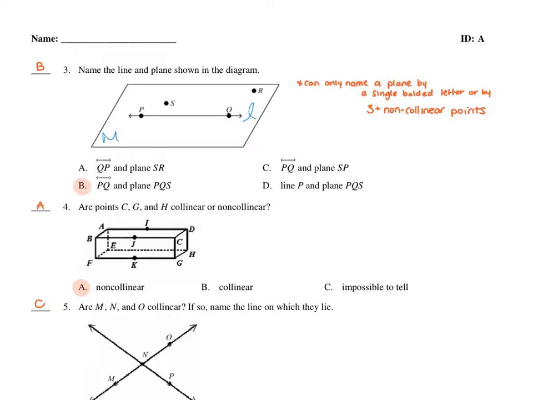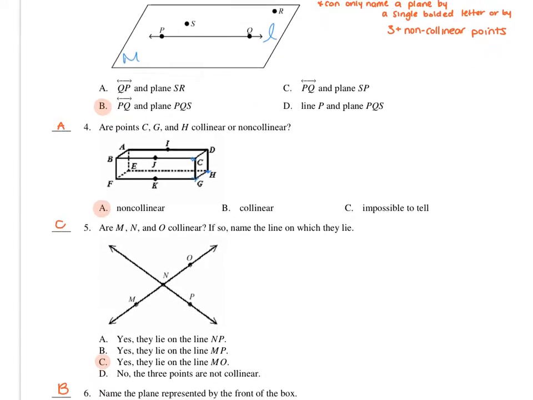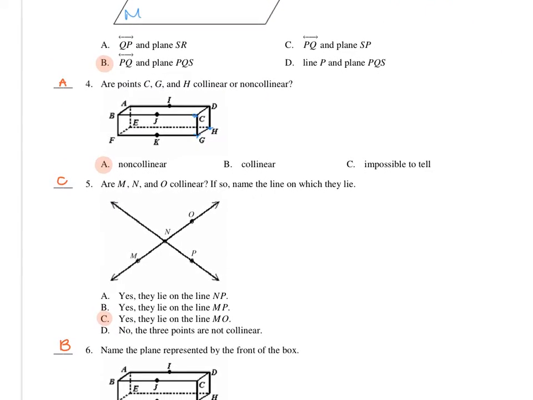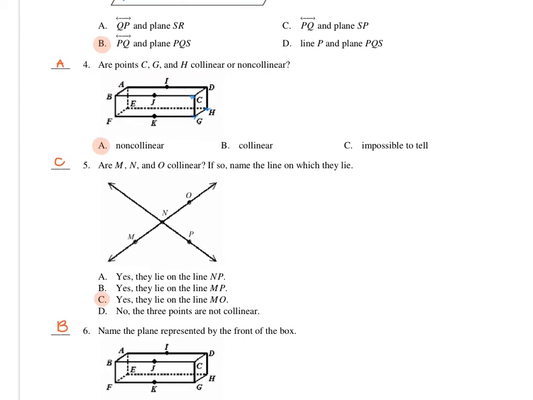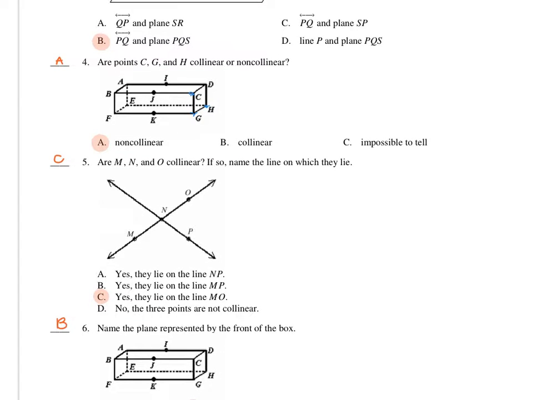Number 4 was, are the points collinear or non-collinear? C is here, G is here, H is here. They don't lie on the same line. Those would be non-collinear. They would be coplanar, though, if that was a question. Number 5, are M, N, and O collinear? If so, name the line that they lie on. They are collinear. They all lie on the same line. You could have called that line MO, line MN, line NO. Any of those would have worked.